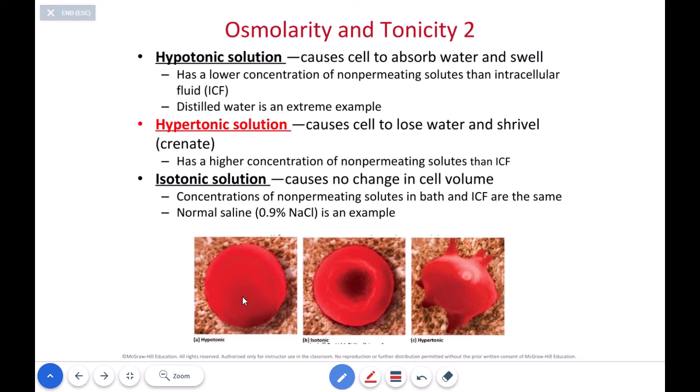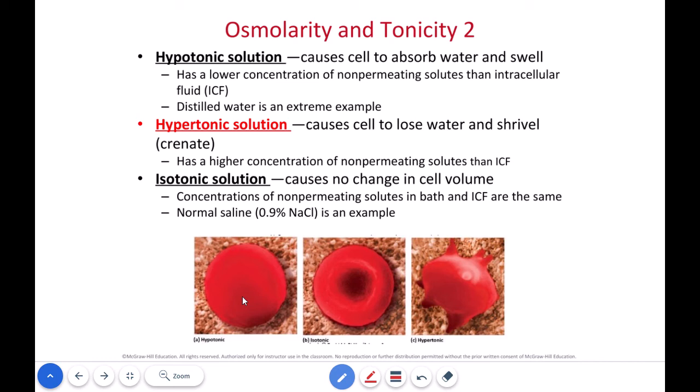If we put something in a hypertonic solution, it's going to be in a very salty solution, or a solution that has a high dissolved solute concentration. Hypertonic solutions tend to pull water out of the cells, and that causes the cells to shrivel up. The technical name for a cell shriveling up, particularly a cell that does not have a cell wall, is going to be crenulate or crenate.